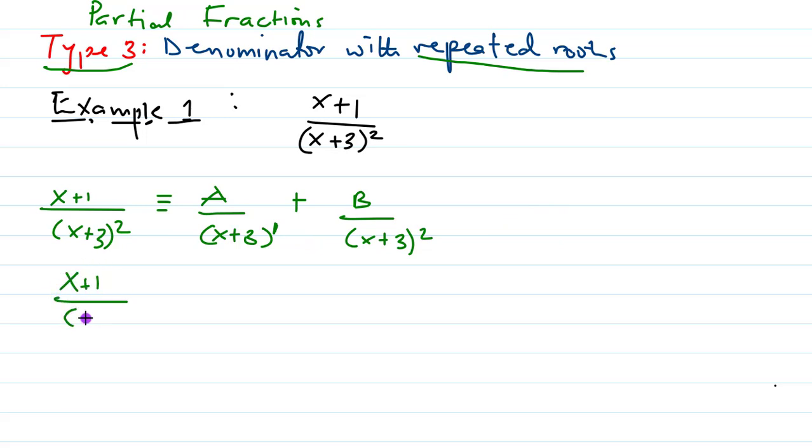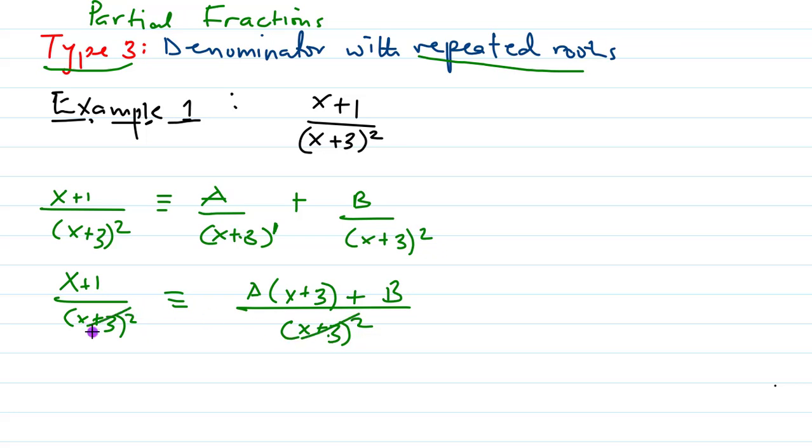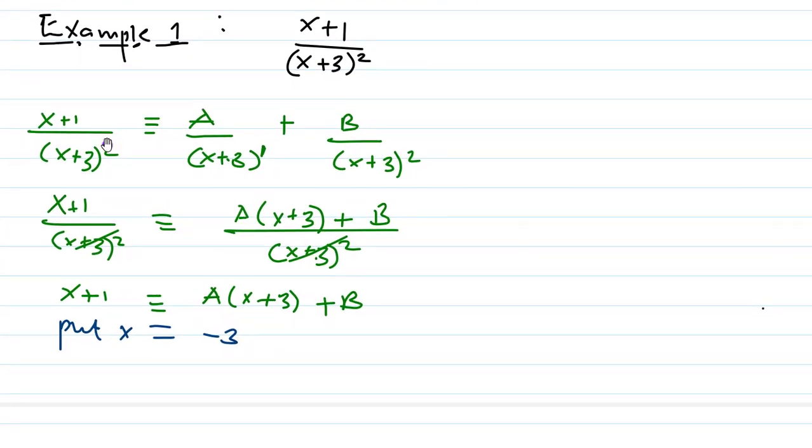Here we have (x+1)/(x+3)^2 equivalent to, of course the LCM of these two is simply (x+3)^2. If I divide that here, I'll have A(x+3) and then only B here. Of course this can cancel with this, so I have x+1 equivalent to A(x+3) + B. So let's put some nice value of x here. What value of x would you choose? Let's choose -3. That's a nice one for this example. If I put x as -3, we'll have -2 = 0 + B. So there we have the value of B as -2.